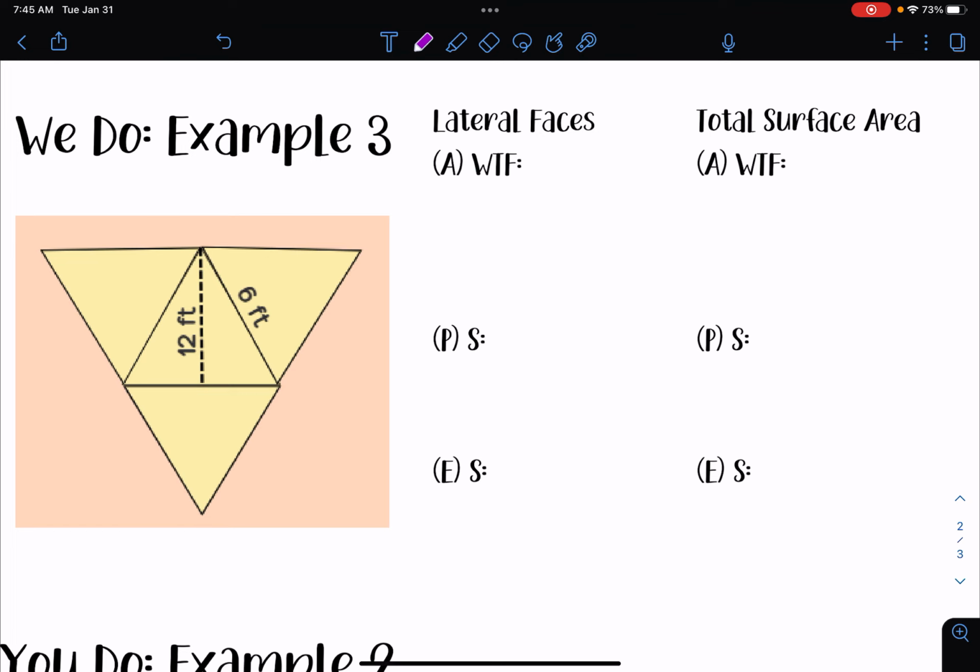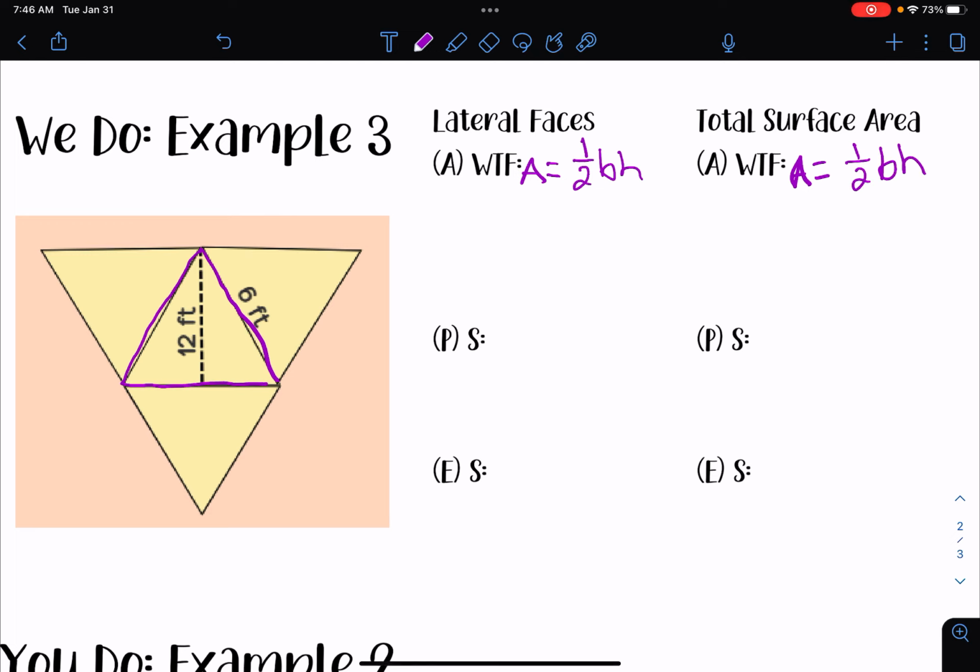Which one of these is our base? That's right. The center triangle is our base. Okay. So we're going to need our formula for area of a triangle. What is that? Look on your reference chart. And then your lateral faces are what? Triangles as well. So again, you're going to need your formula for area of a triangle. What shape do we have? And that's correct. Our formula is 1/2 base times height.